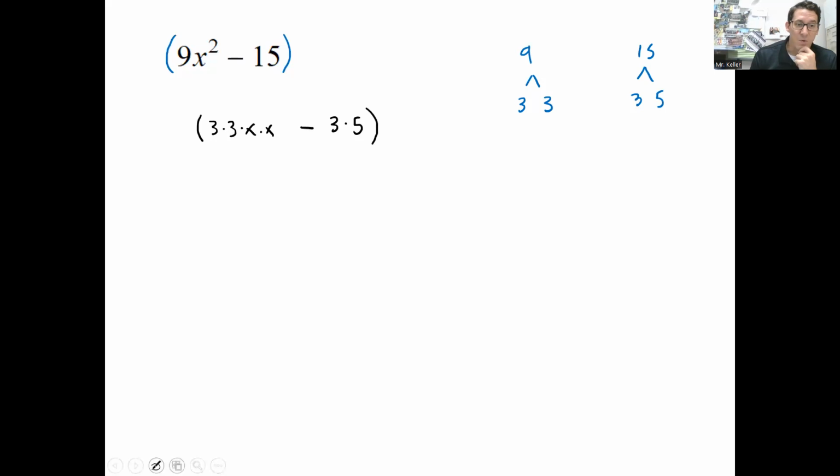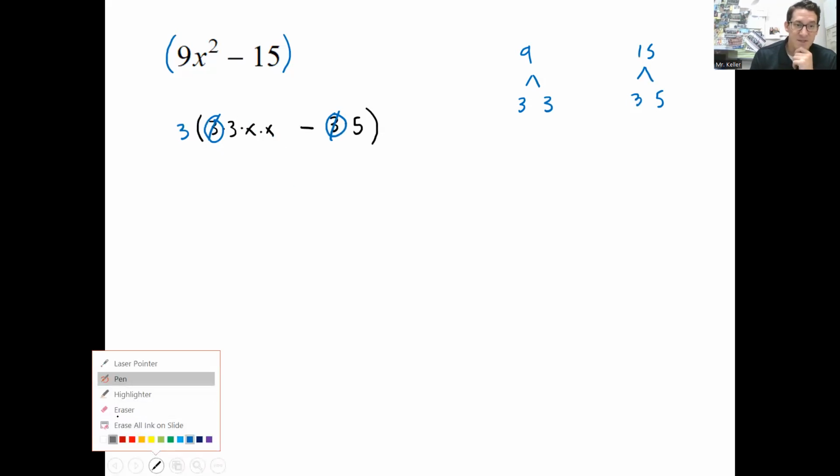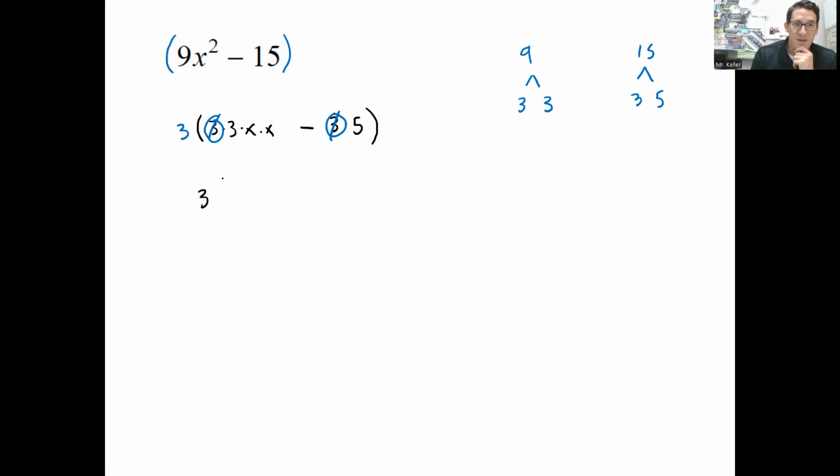Then I look for what each factor has in common. So I got a 3 here and a 3 here. For every part they have in common, I put one of those on the outside, the parentheses, and I cross that out. Nothing else in common, so I'm done. I just bring everything else together. So it's 3 on the outside, and then 3 times x times x is 3x squared minus just 5 left over there. That is factored.